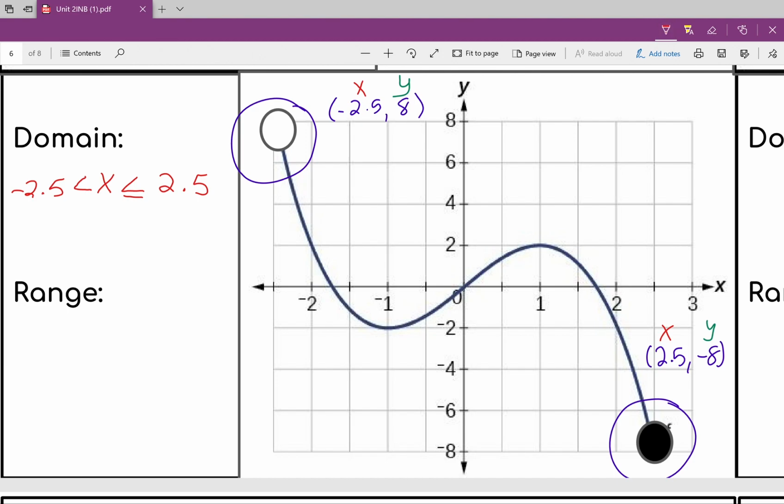Okay, we have one more. Let's look at our range. Our range is going to be our smallest y value. So we have 8 and we have -8. Our smallest y value is -8. Since that -8 is on a closed dot, that's going to be less than or equal to y because it's range. And then our 8 is on an open dot, so that's going to be less than 8. So that is our domain and range for this function.